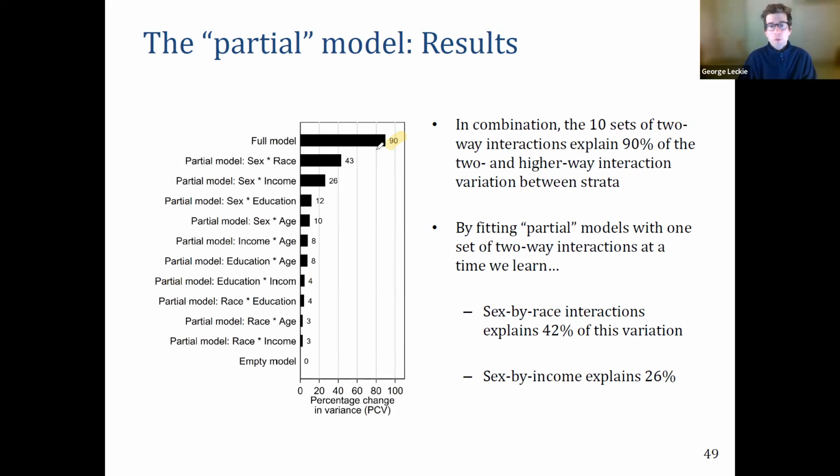And then we can do what we did before, which is to refit the model with one interaction at a time. First do sex by race, then sex by income, and so on. Now, when you do that, we see sex by race is accounting for 43% of the total interaction variance. Sex by income in isolation, 26%, and then we're dropping off to 12, 10, and something like race by income in isolation is only explaining 3% of the interaction variance. So we get a sense here of which interactions are most important, which intersections to think about, and be aware that we're going to see quite different patterns across combinations.